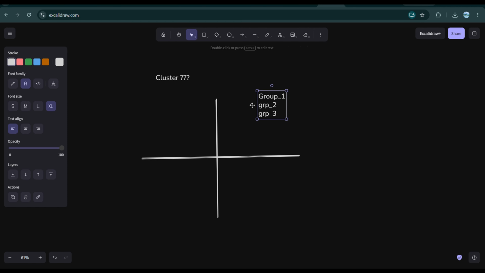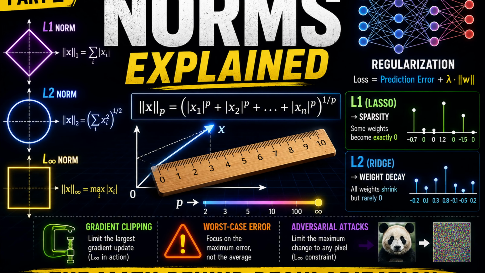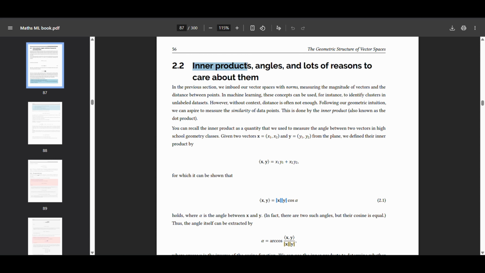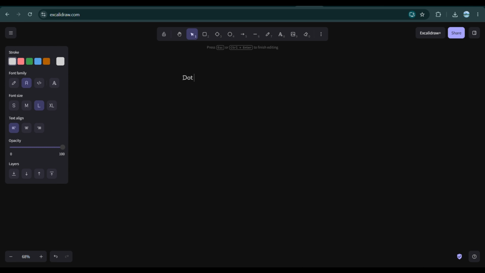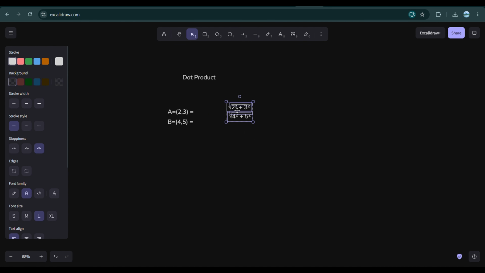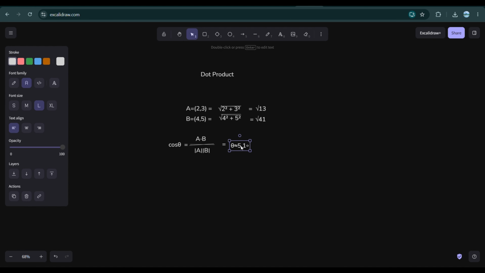So by analyzing our last videos related to distance and norms, basically, distance between two points is not enough for the context we are going to use in machine learning. So we need something different to measure the similarity between those points. This is done by inner products, what we call dot products. When we were in school, we did the dot product thing, right? To find the angle between two points or two vectors, we basically use the dot product of these two vectors and then we finally get our angle.